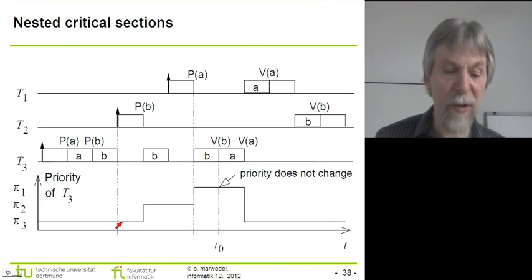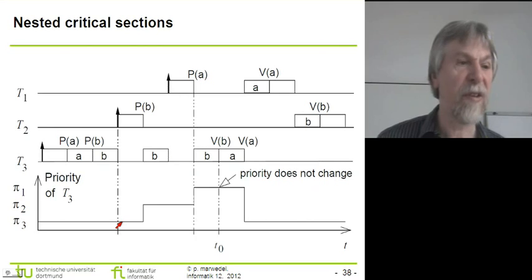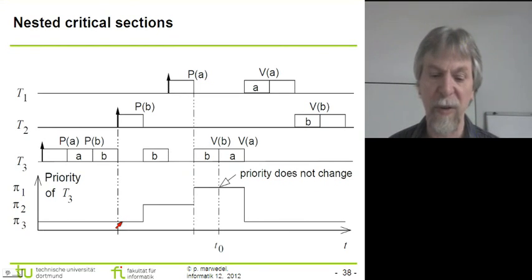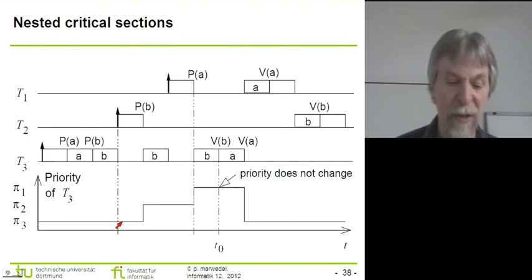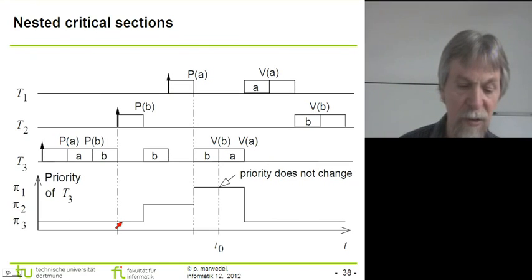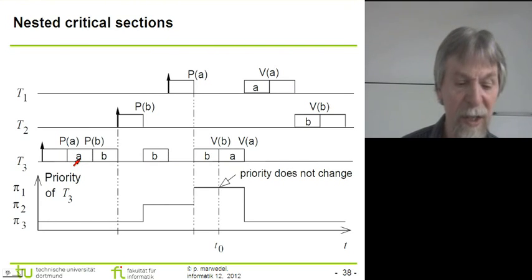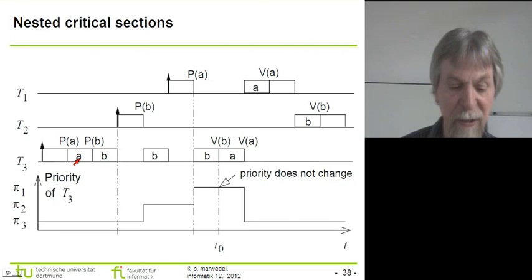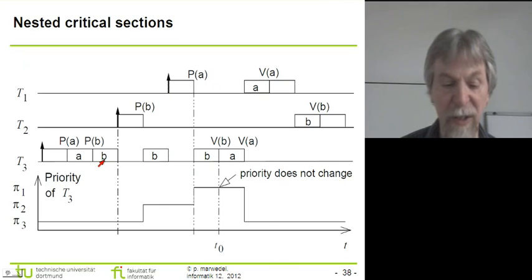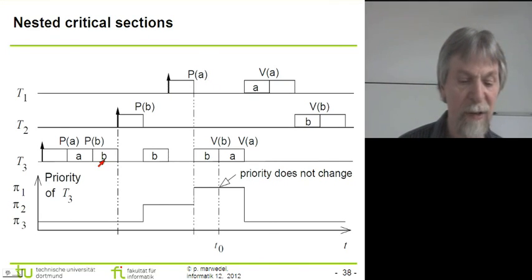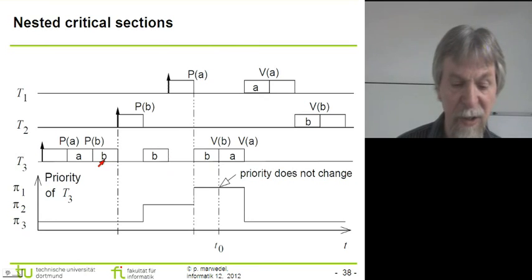I'd also like to demonstrate that we can have nested critical sections. We can have a situation that is more complicated than the one that I just showed on the previous slide. Let's assume that we have a task T3, which first of all is accessing a shared resource A, and correspondingly is requesting mutually exclusive access here. And then we can assume that this very same task is also accessing another resource, and we are requesting mutually exclusive use there as well.